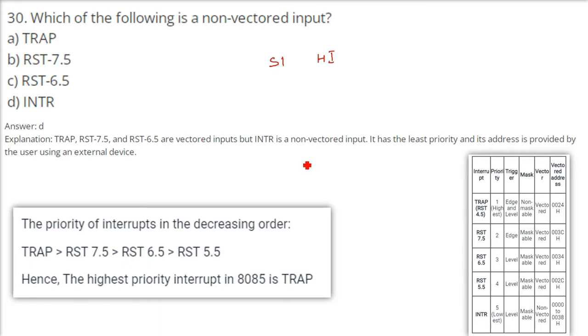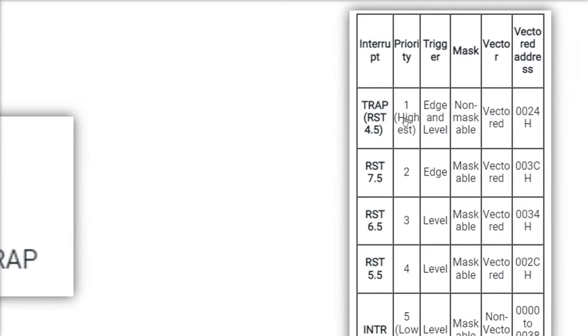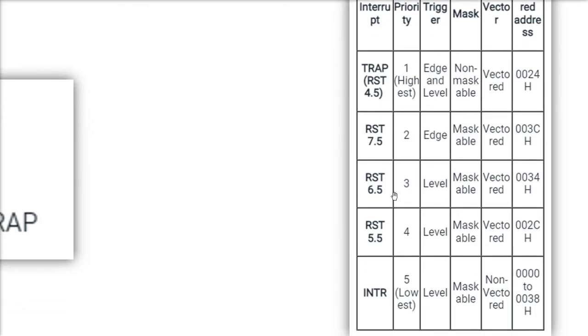So vectored and non-vectored means, vectored means it has a proper address. Trap has to be handled. This RST 7.5 till 5.5 and INTR also. But this trap is having the highest priority. It is both edge and level triggered, while the RST 6.5, RST 5.5 and INTR are level triggered. RST 7.5 is edge triggered. The only trap is non-maskable, others are maskable.